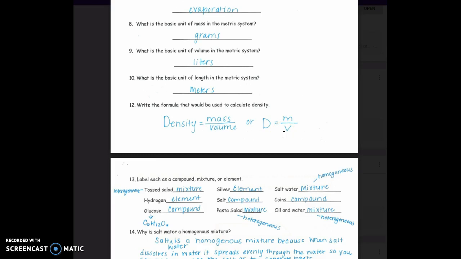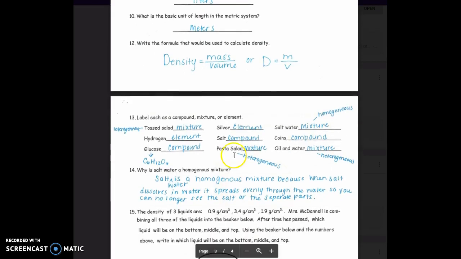Number 13, label each as a compound, mixture, or element. Okay, so element is the basic unit of measure. It's a tiny little guy, basic little guy. Compound is when you have two or more elements together. And a mixture is when you have a bunch of stuff that's mixed together. So a tossed salad is heterogeneous, but it's a mixture. So mixtures can be heterogeneous or homogeneous.